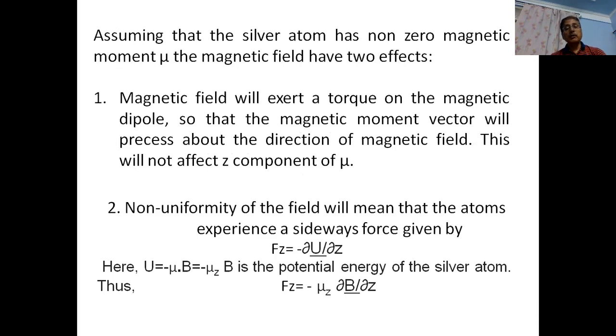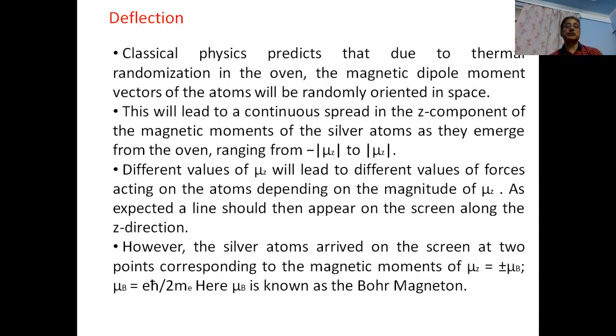Number two, non-uniformity of the field will mean that the atoms experience a sideways force given by Fz is equal to minus delta U by delta Z. Here U is equal to minus mu dot B, this potential energy, is equal to minus mu Z into B, because the angle between mu Z and B is 0, and for other components it is 90 degrees. So this sideways force Fz will be given by Fz is equal to mu Z delta B by delta Z. Now let us consider the deflection.